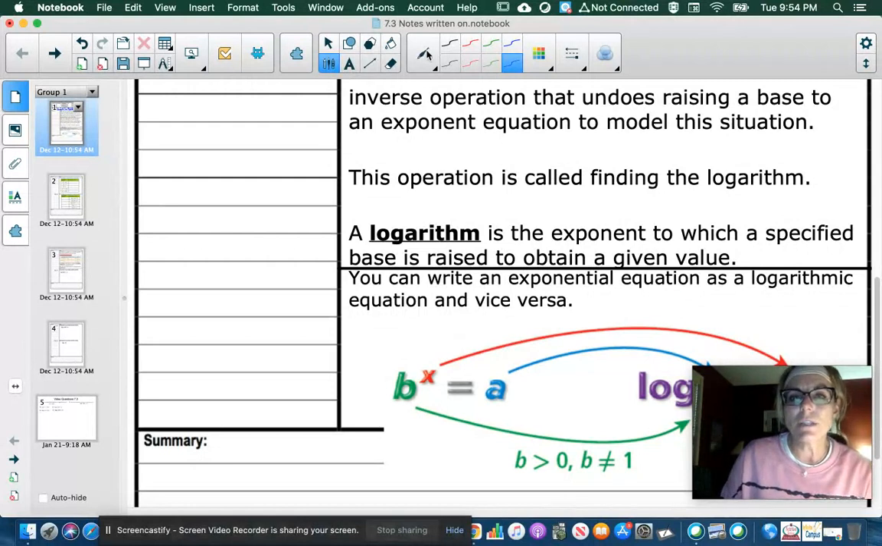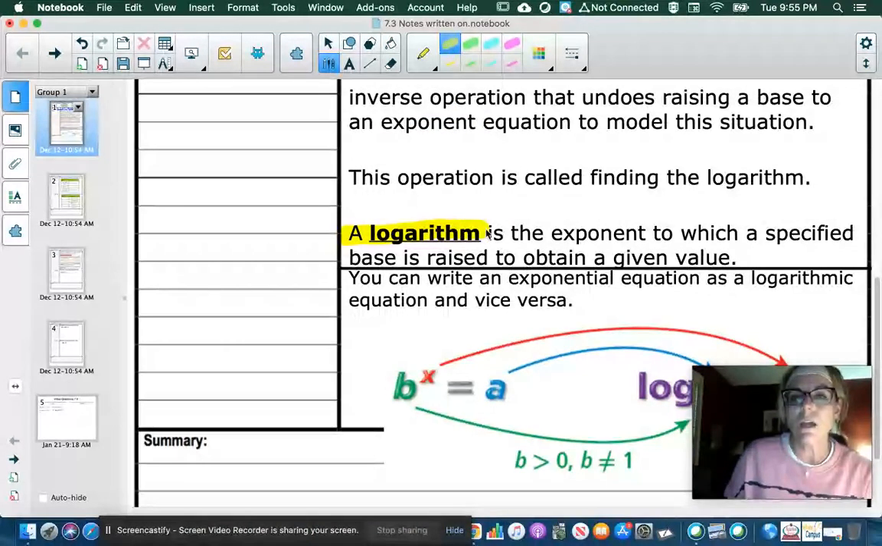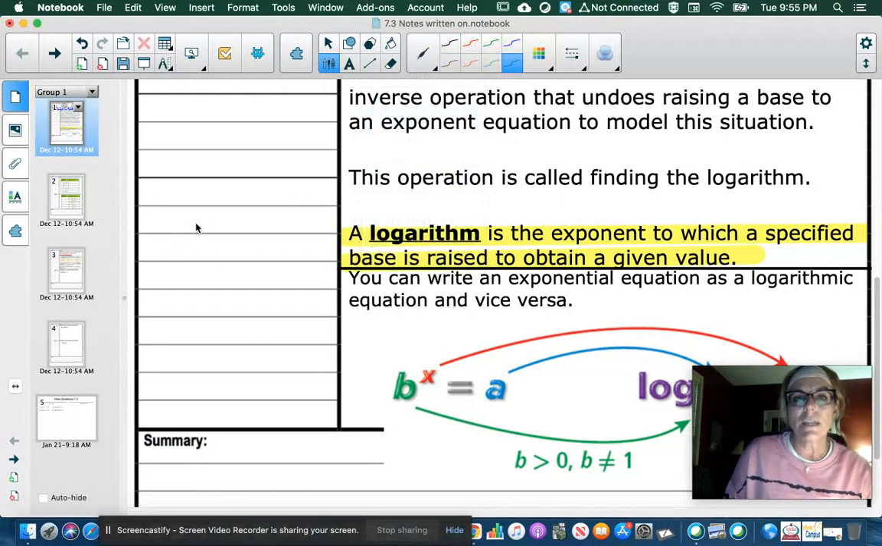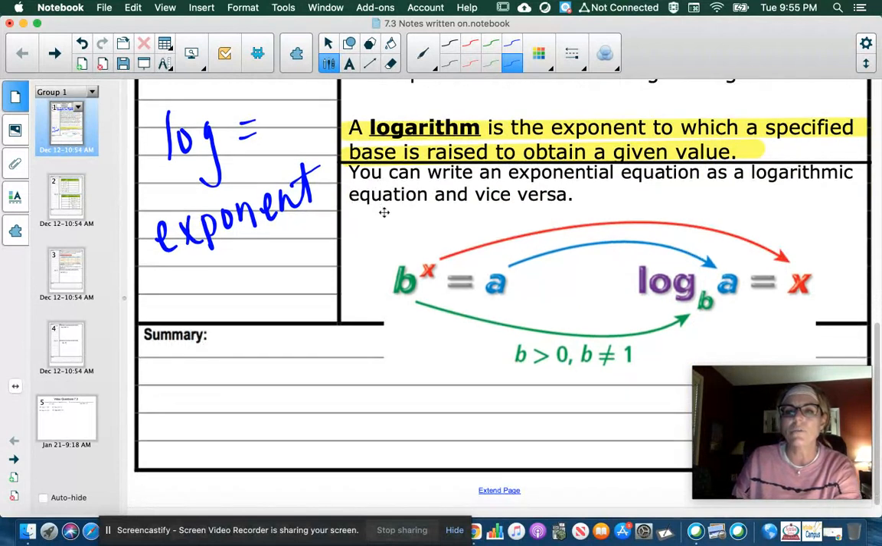That is important, and I'm going to highlight that right now. A logarithm is the exponent to which a specified base is raised to obtain a given value. So I always like to write it like this: log equals exponent. You can write an exponential equation as a logarithmic equation and vice versa. And that's what we're going to learn how to do right now.